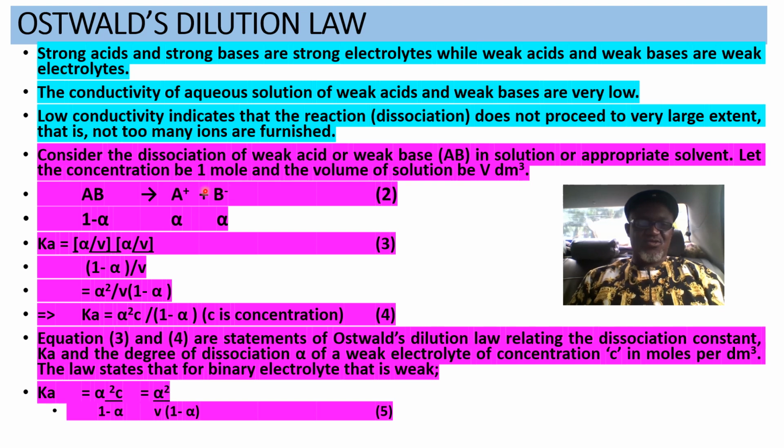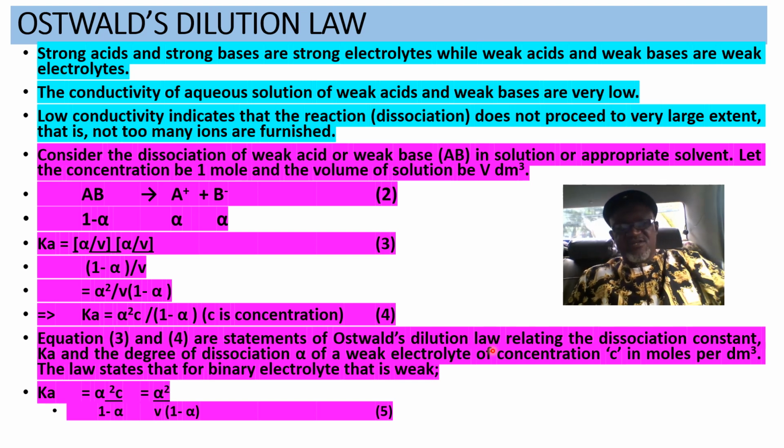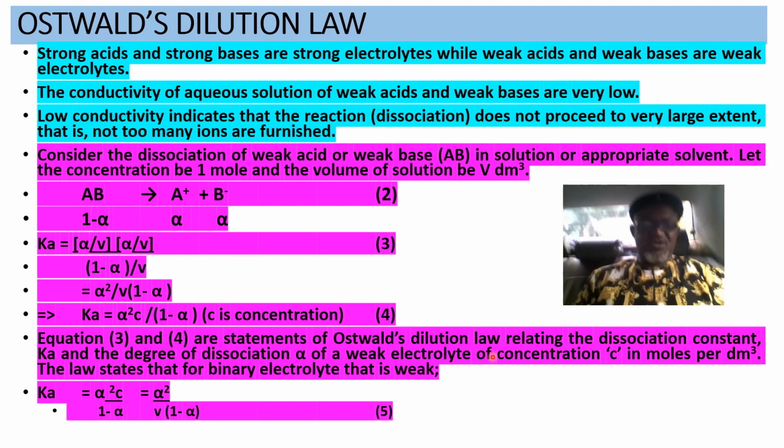Since we have a 1:1 electrolyte here, 1 mole here, 1 mole here, 1 mole here, this will now give us, remember we met something like this in solubility and solubility product, that is using the law of mass action. That's the same thing we're applying here. So we'll see this. Now the Ka, dissociation constant of this acid, will give us alpha over V, all squared, divided by 1 minus alpha over V. If we solve that, we'll get this. So equations 3 and 4 are statements of Ostwald's dilution law, which relates the dissociation constant Ka and degree of dissociation alpha of weak acids to the concentration.